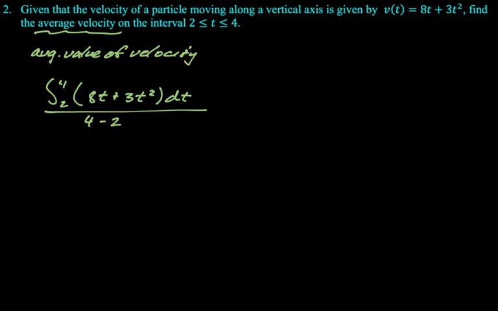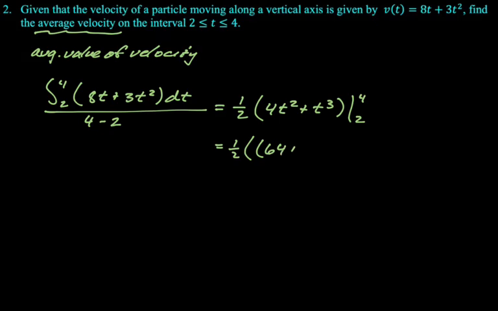All right, let's do it. 4 minus 2 is 2, so there's a 1/2 on the outside. And then reverse the power rule twice. We get 4t squared plus t cubed. We're going to be plugging in 2 and 4. So it's 1/2 quantity, and then open a quantity for when you plug in 4. It's going to be 64 plus 64, minus quantity, plug in 2, and we're going to get 16 plus 8. So we're doing 1/2 of 128 minus 8.